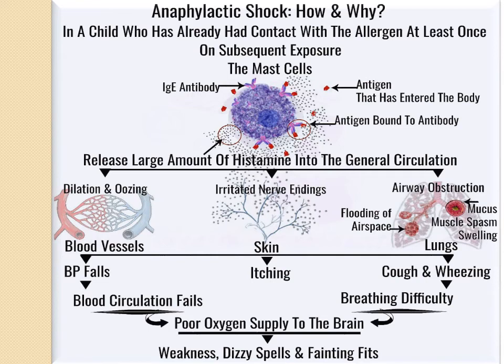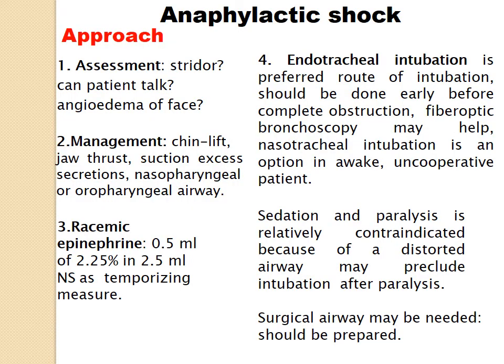So irritated nerve endings are responsible for skin itching, and dilated and oozing blood vessels are responsible for the fall in blood pressure, and the airway obstruction is responsible for the cough and wheezing. Both of these things are responsible for the poor oxygen supply to the brain, and this is responsible for the anaphylactic shock.